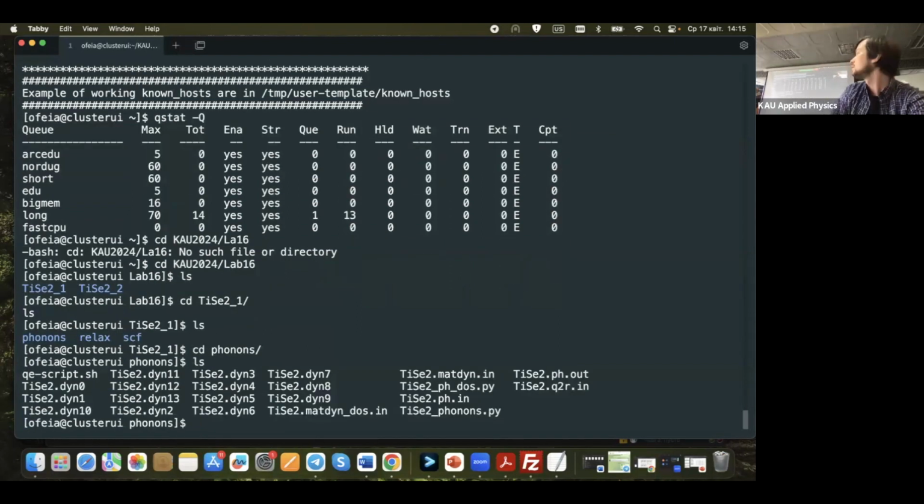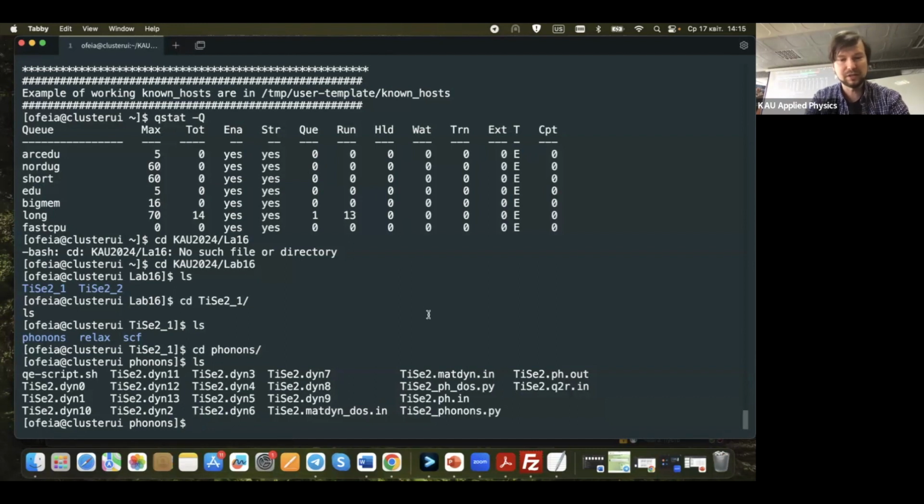Here I have the most precious thing, the dynamical matrix. You see, it's like 0 and 13. Why not 8? Because accidentally I made this creation with a 4, 4, 4 Q mesh, and it's 13 Q points for it. But 8 is okay. So 4, 4, and 2 is generally okay.